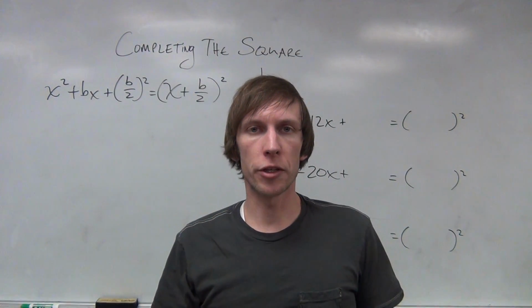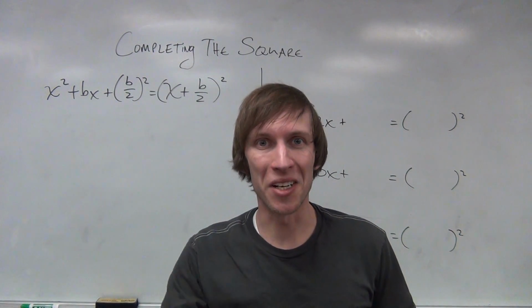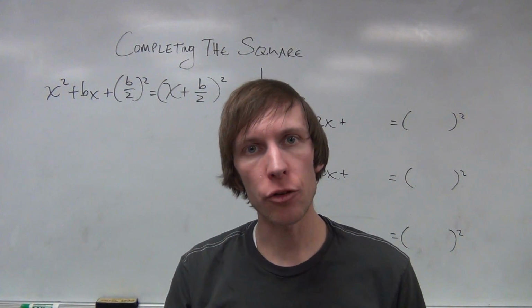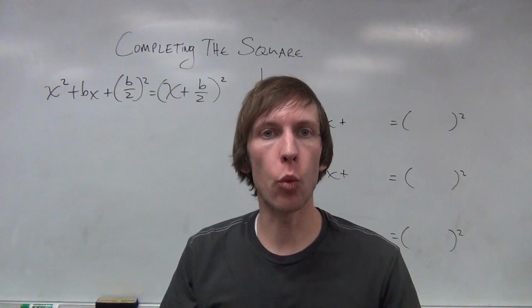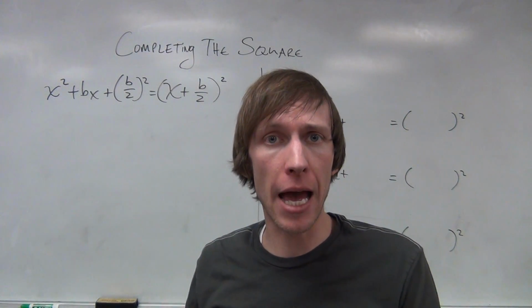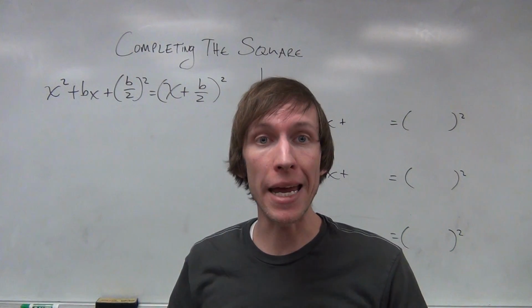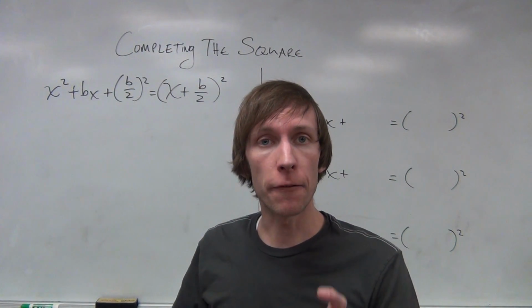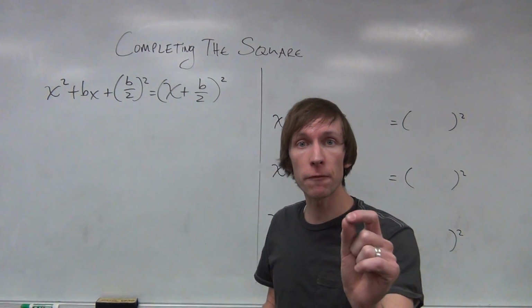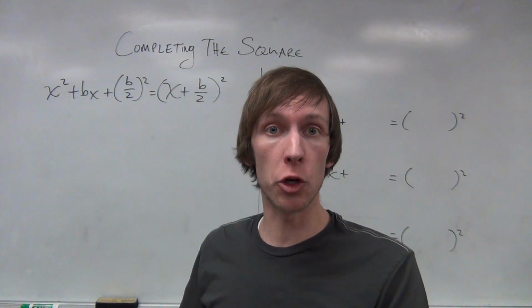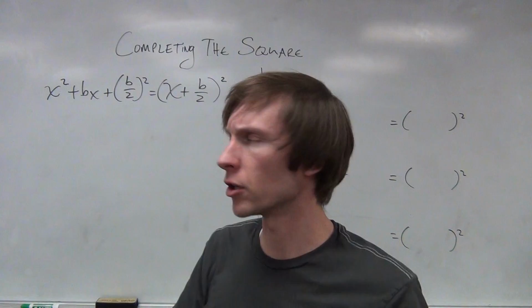A nifty little tool that you'll come to use in the next several minutes is this process called completing the square. What this allows us to do is figure out what number, what constant, can be added into an equation, on both sides obviously, to make a perfect square trinomial. The first thing that's important to note is that a perfect square trinomial is the square of a binomial, x plus a number or x minus a number.